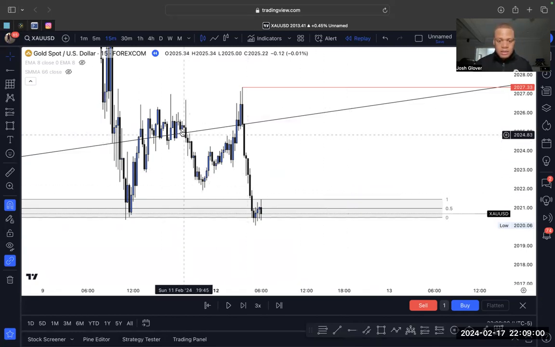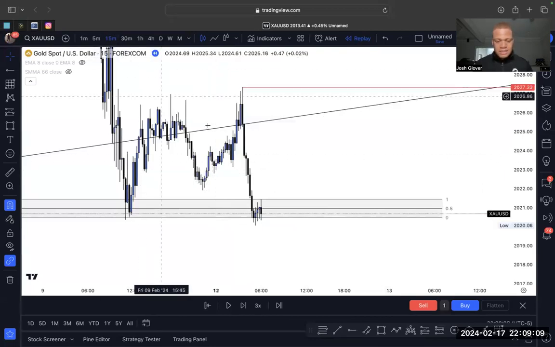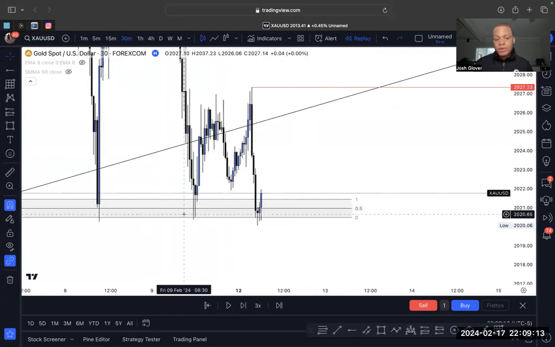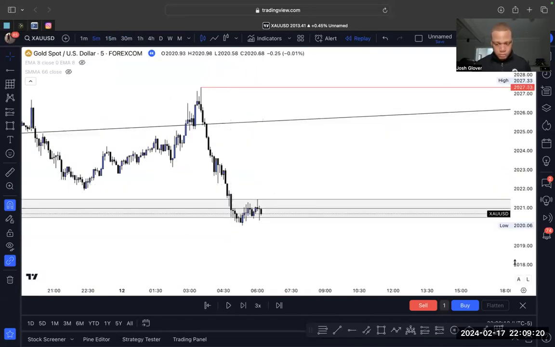So looking here, price comes into our fair value gap from a week prior to this past week. Once I see that price is rejecting, especially on the 30-minute, because on the 30-minute is where the fair value gap was created, I liked what I saw, but I didn't like it enough to take it.